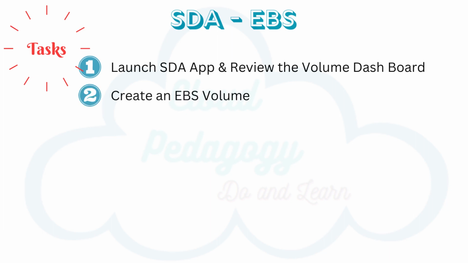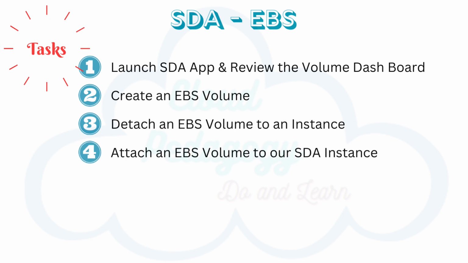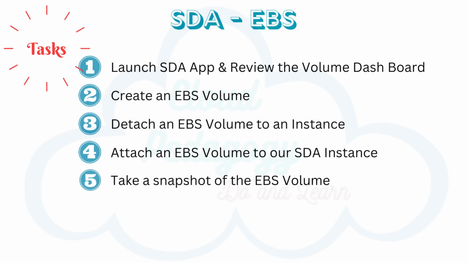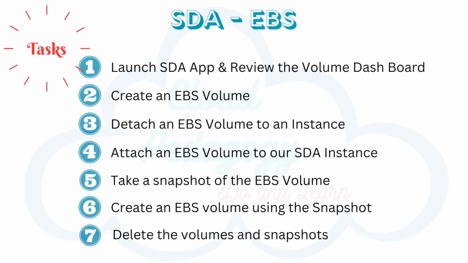Next, we will create an EBS volume. In the third task, we will try to detach the EBS volume that was created by AWS. In the fourth task, we will attach an EBS volume to our SDA instance which was created by us. In the fifth task, we will take a snapshot of the EBS volume. In task 6, we will create an EBS volume using the snapshot. And finally, we will delete the volumes and snapshots. If you are ready, let's go and do it.